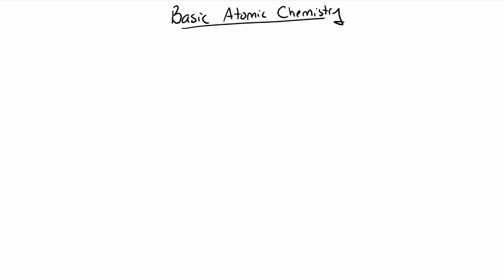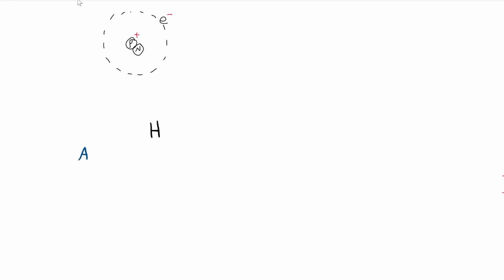Welcome to our video on basic atomic chemistry, and we're going to start by taking a look at a hydrogen atom. In the nucleus of an atom, there's protons and neutrons. Orbiting around the nucleus are electrons. Protons have a positive charge, electrons have a negative charge.